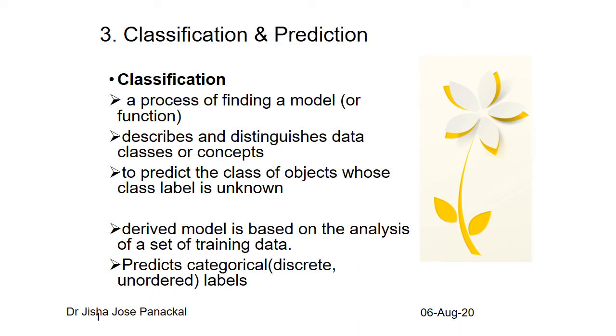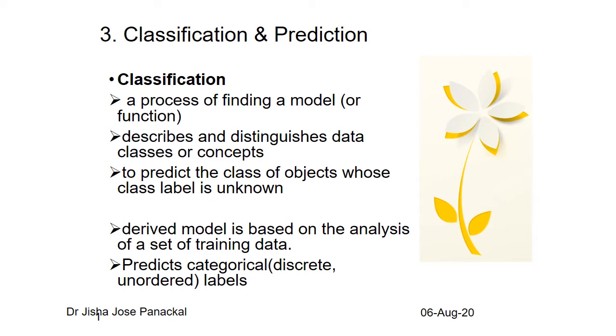Okay, let's continue with the functionalities. Now we will discuss classification and prediction. Classification is the process of finding a model or a function. It describes and distinguishes data classes or concepts. It will predict the class of objects whose class label is unknown.